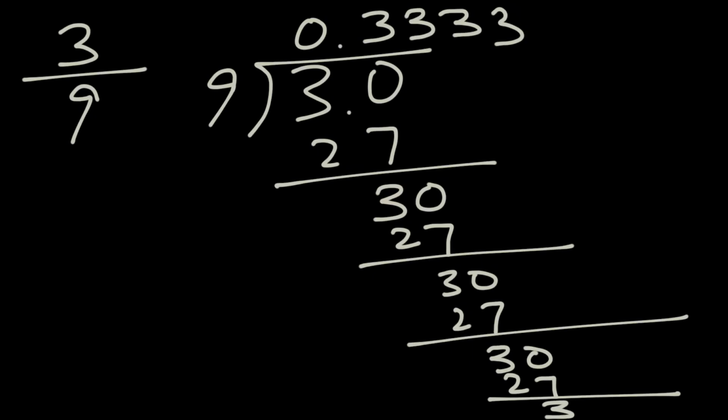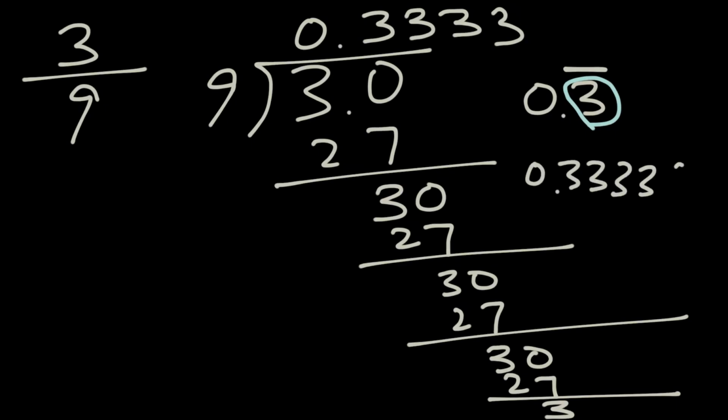Our answer could just be simply put as 0.3 with the overbar on top. The overbar on top means that it's a repeating decimal, meaning that this number 3 will continue on infinitely. So this could be 0.3333333 and so forth. Now let's do one with a bigger number.